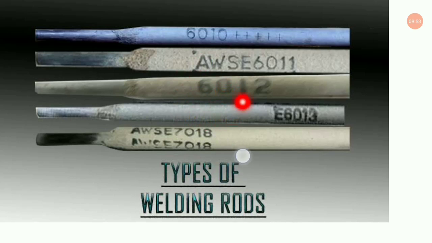This is a typical type of electrode which is used to produce the arc or the spark between the workpiece and the electrode. This is the mouth of the electrode from where the arc is being generated.